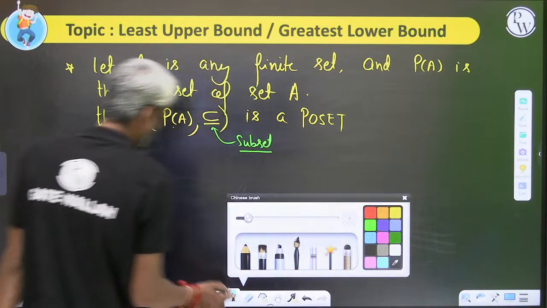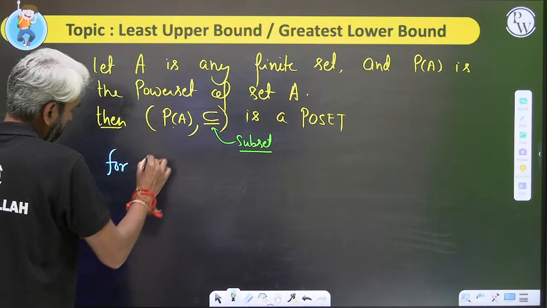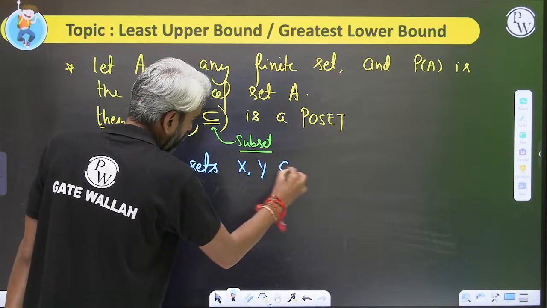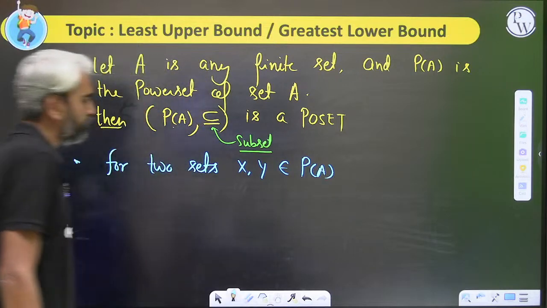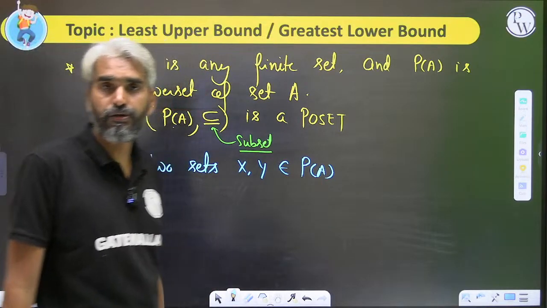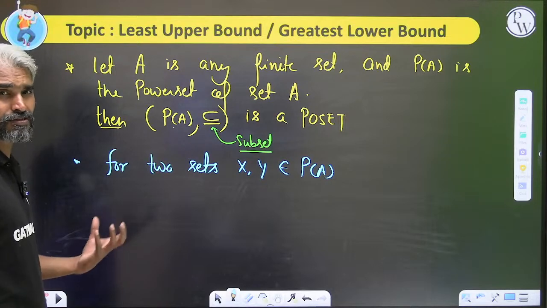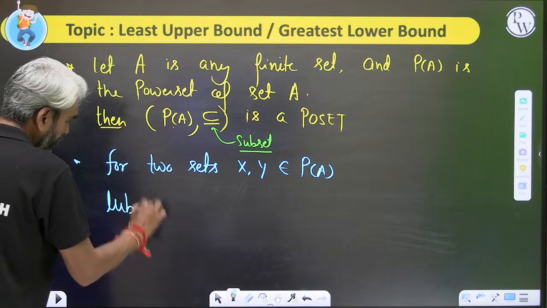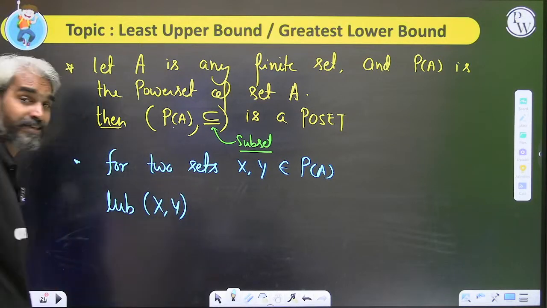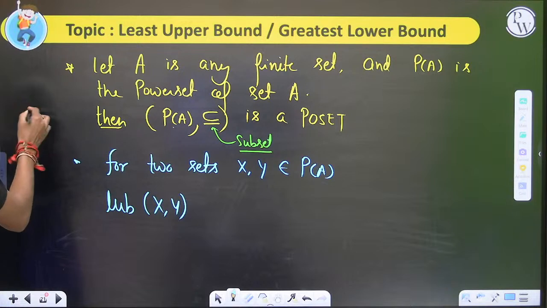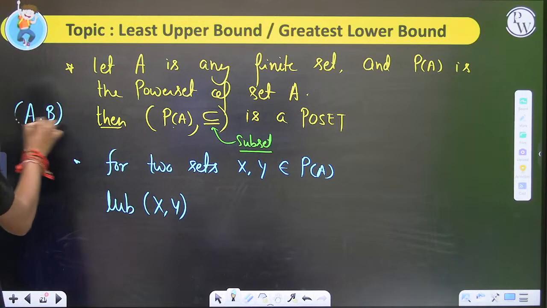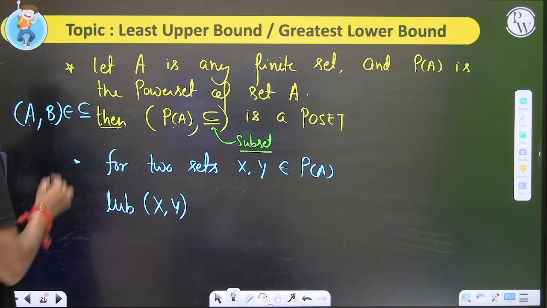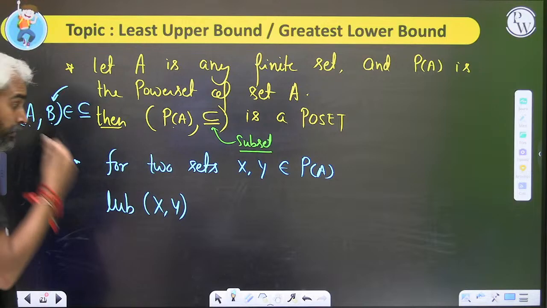Now the question is, for two sets x comma y belonging to power set of A, if we take two sets x and y belonging to the power set of A. In power set of A, there will be a number of sets and all of them will be subsets of set A. Then what will be the least upper bound of x and y? So sir, we are looking for a set. So if we say, let's assume if I say A comma B belong to subset or equals to, it is only possible when B is superset of A.